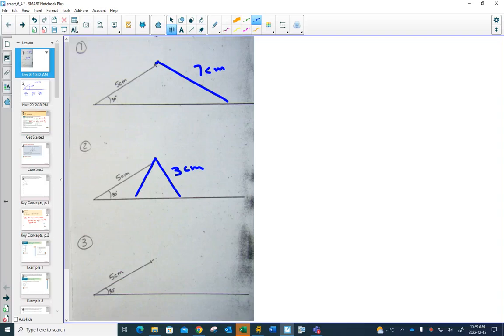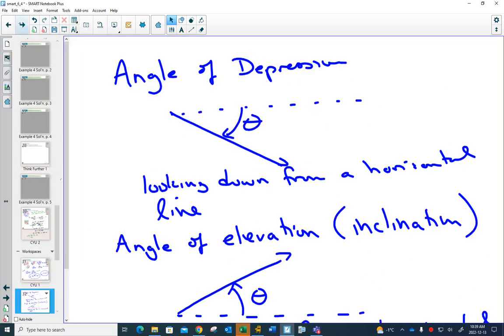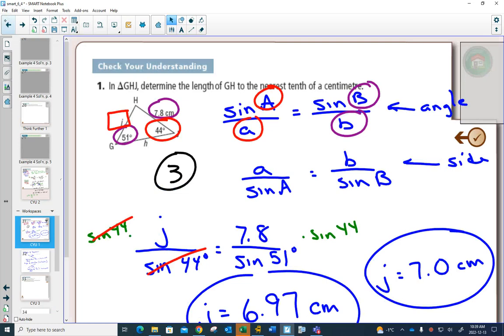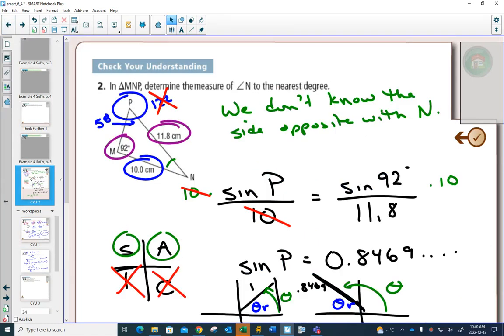The key here is noticing that when we drew the 7, did it make sense that there was only one triangle because the 7 is bigger than the 5? Anytime that opposite side is bigger, there's only one triangle that can be drawn. The example that we just did is connected to that. I'll go back to that example.